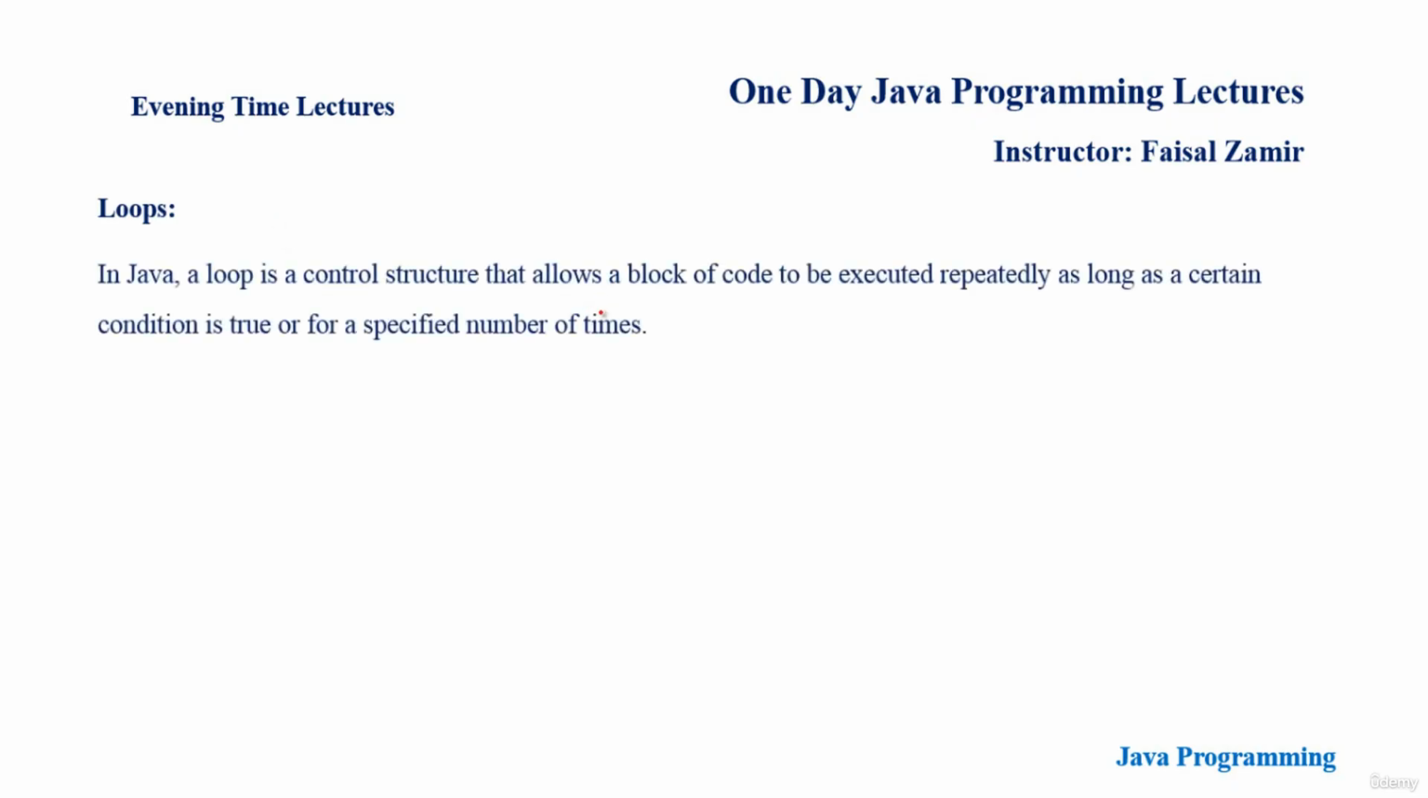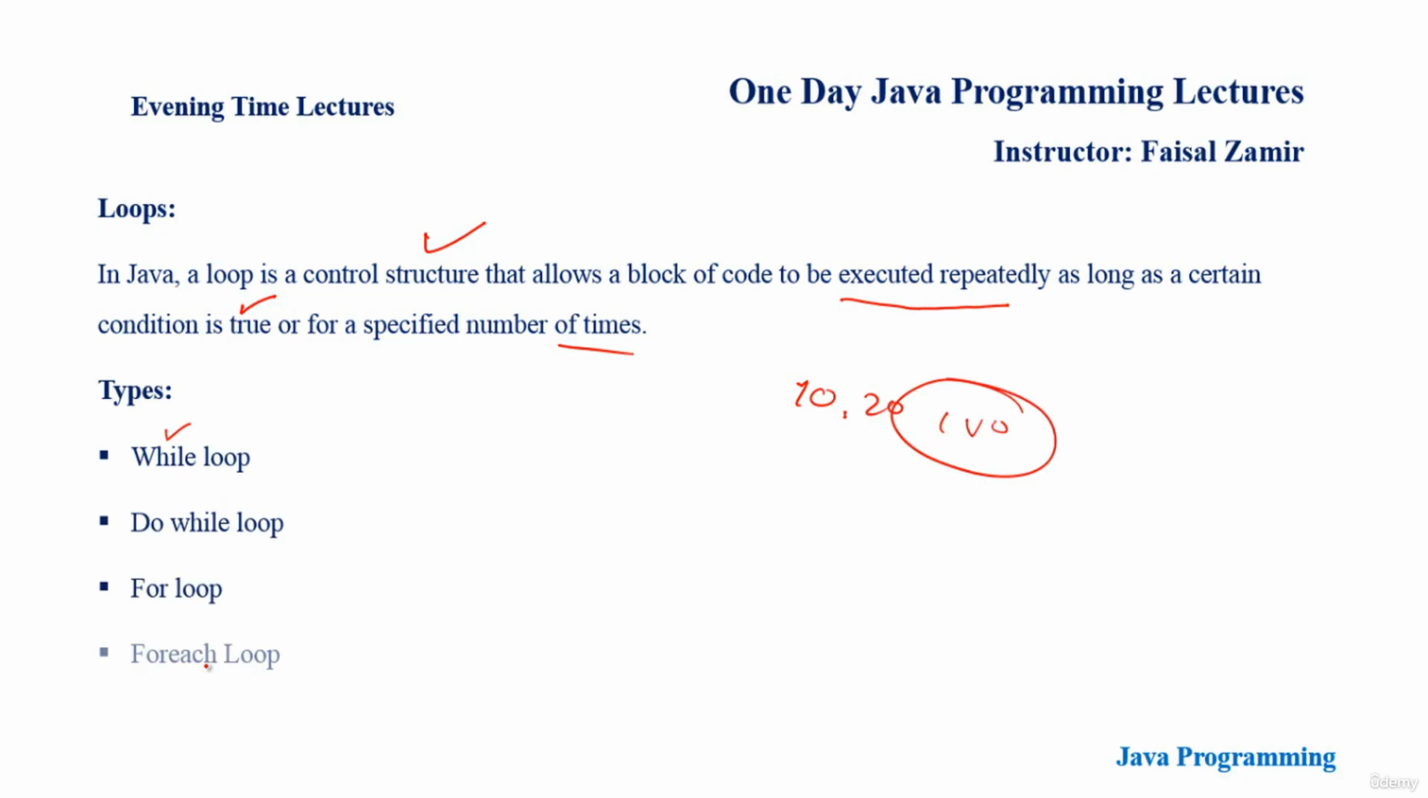In Java, a loop is a control structure that allows a block of code to be executed repeatedly. You can repeat a statement or set of statements using a loop as long as the condition is true. When the condition is true, your code will repeat for a specified number of times. Also, you can mention a specified number, for example, 10 times, 20 times, 100 times, and your code will repeat. Types: for loop, while loop, do while loop, for each loop. So these four types of loop you can use in Java programming.